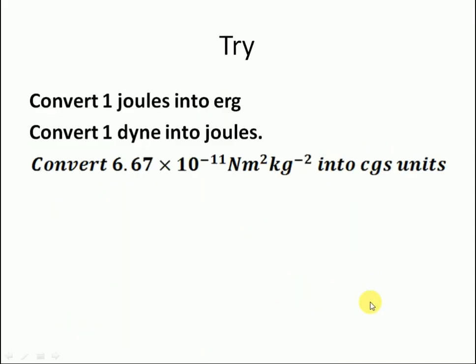So similarly you can try these questions. So to solve this question you have to use the formula F is equal to G m1 m2 by r square. So from there you can find the dimension of capital G.